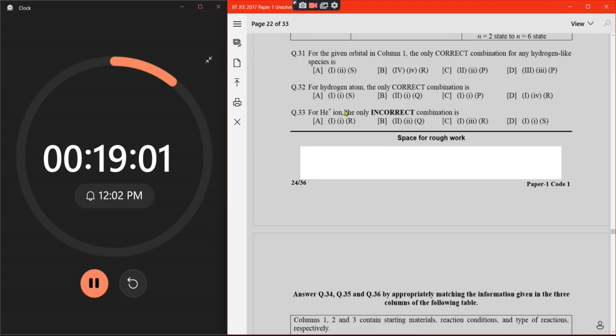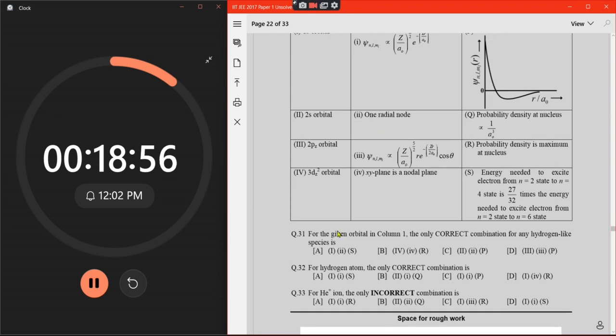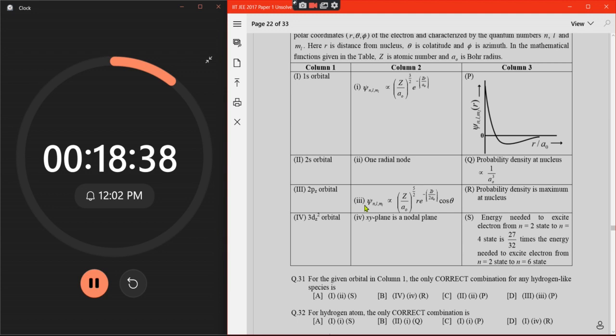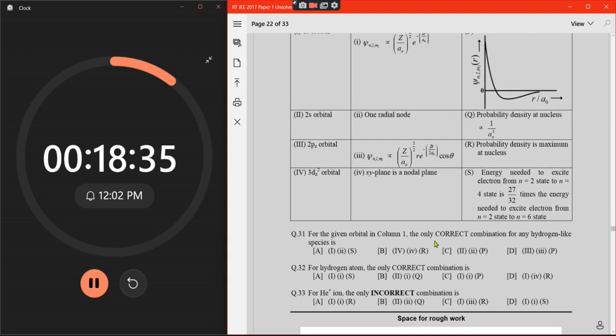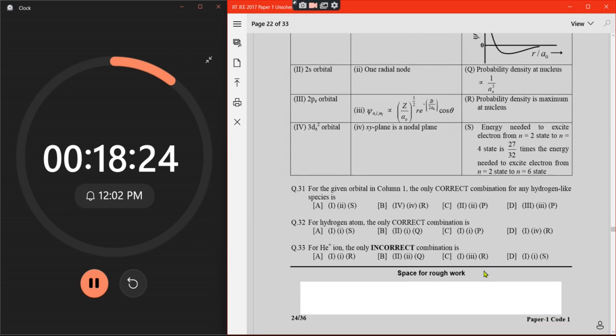33 for He plus atom, the incorrect combination. 1 1 R 1 1 R, that is actually correct. 2 2 Q, I don't know, but maybe. 1 3 R. Okay, 1 3. Oh, so this is 3, yeah. Okay, 1 3 is already wrong, which means that C is correct. Okay, so we can answer C. Just R. Yeah, 1 1 S, and that's obviously correct. Okay, next.